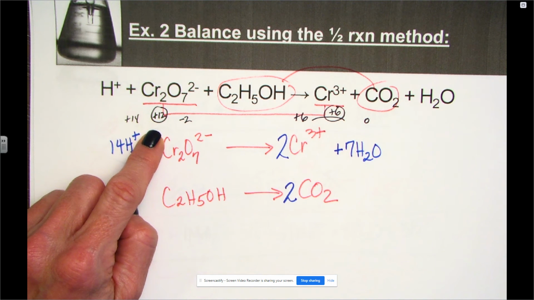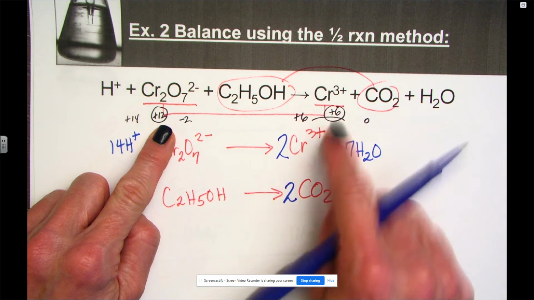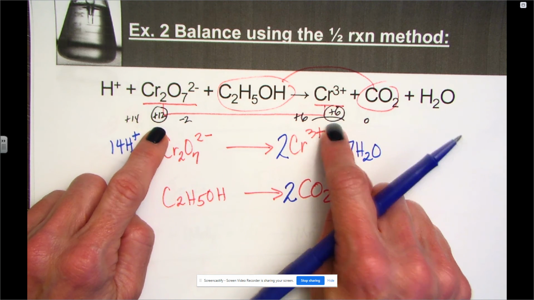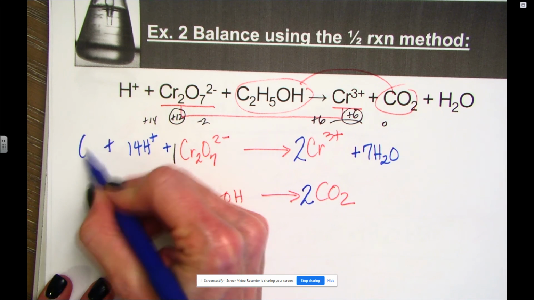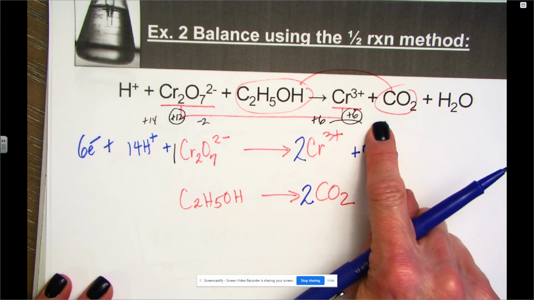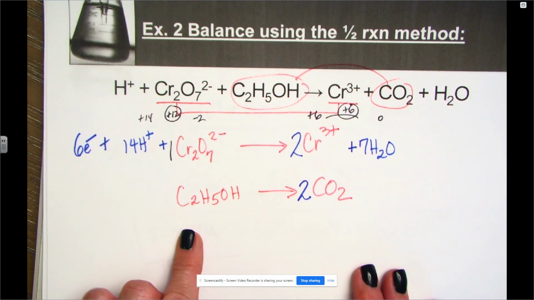Now remember, we always add electrons to the most positive side, which is over here. So I need this side to equal plus 6 because this is plus 6. So if I add 6 electrons, that's going to give me a plus 6 on this side and a plus 6 on that side. All right, so let's go through those little steps for the second half reaction.